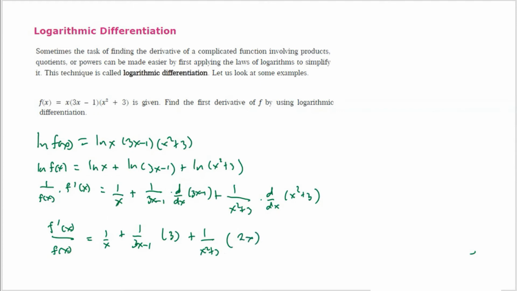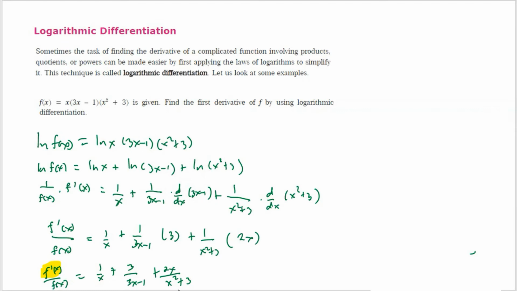Now simplifying further, we can write f prime of x over f of x is equal to 1 over x plus 1 over 3x minus 1 times 3, which is 3 over 3x minus 1, and 1 times 2x is equal to 2x for the numerator, and copy the denominator of x squared plus 3. Take note, we are about to find the derivative. So we are going to solve for f prime of x. But we have here f of x in the denominator. So therefore, I will multiply the entire equation by f of x.